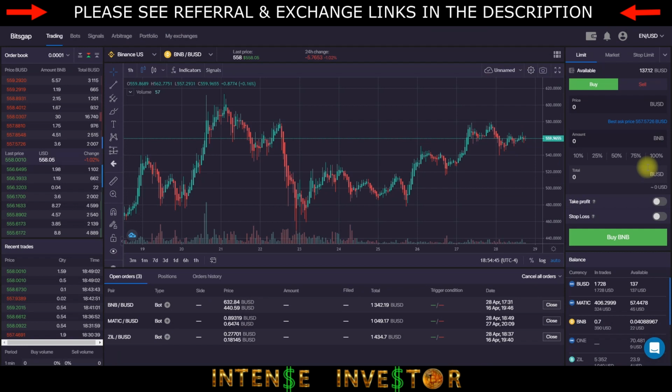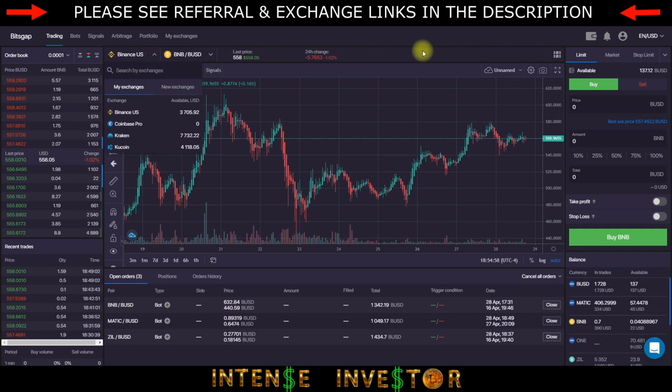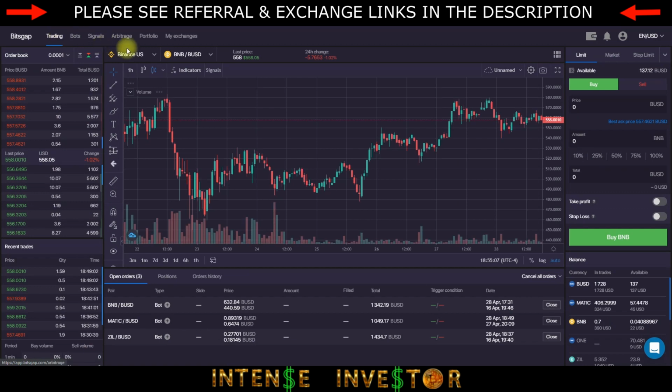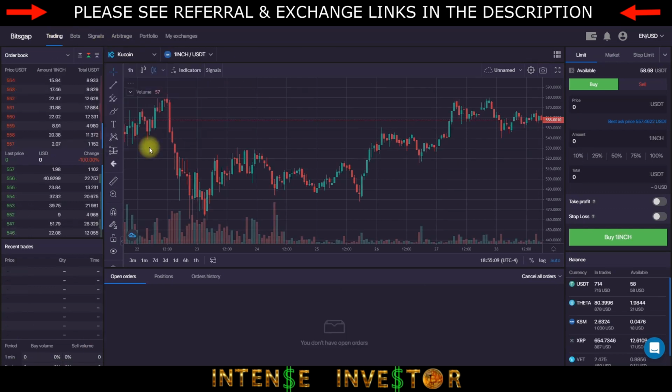Last thing I want to talk about that's really handy when you got multiple exchanges: you can use this trading terminal interface to trade on any of your exchanges. I do it quite often. It works great. It's very intuitive. You just click on the trading up here. If you're on the bots, click on the trading tab, pull up your exchange.